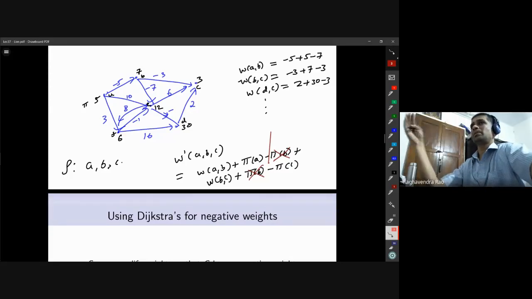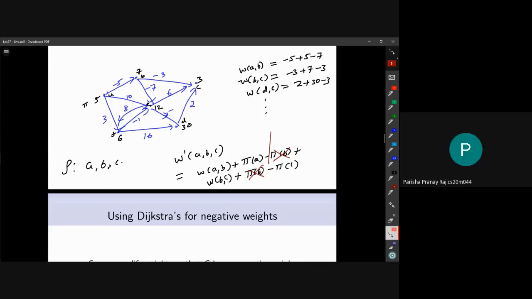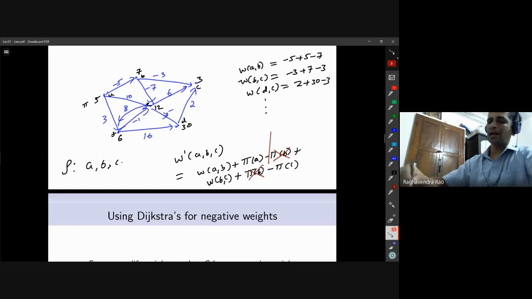The minimum value will not change if you add the same amount uniformly to the weight of each path. The added value is different for each pair, but that does not matter. So hence the shortest path will be preserved. I'll leave it to the class to argue it out formally. It's not very difficult.